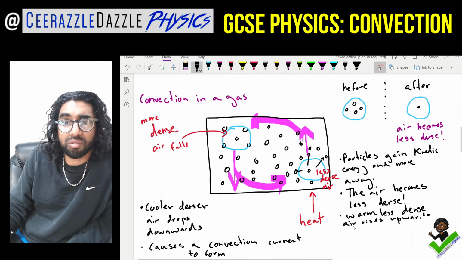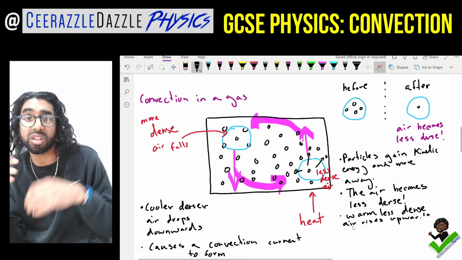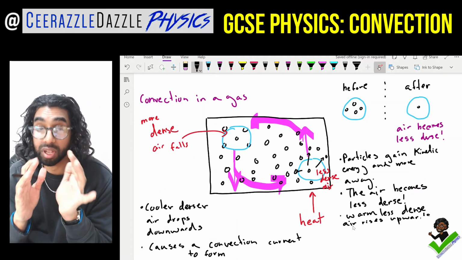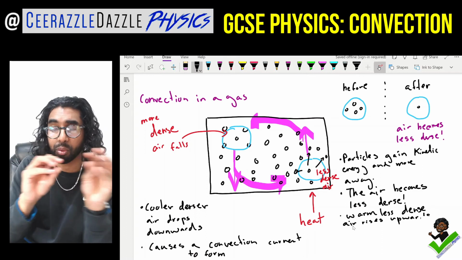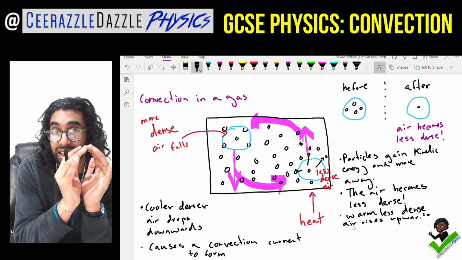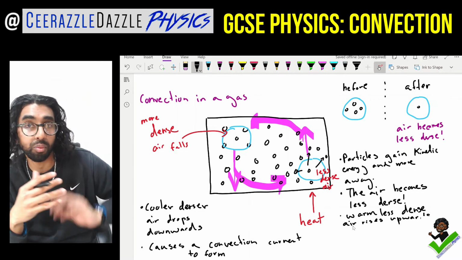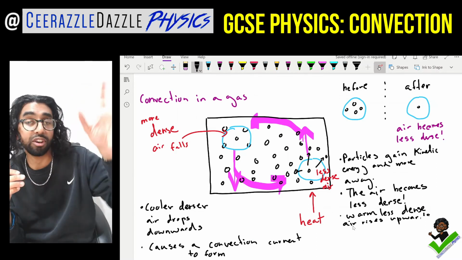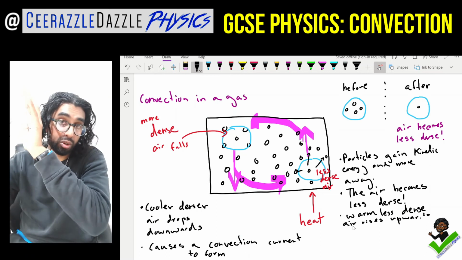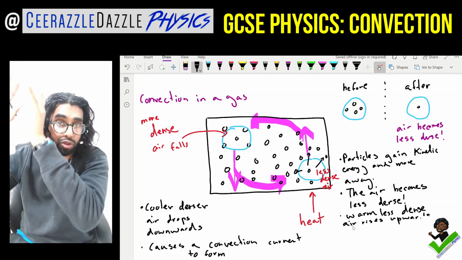Scrolling down, I then drew the following diagram. We said that what happens when you were to heat up a gas in one corner? We know that the particles move away from each other. That air becomes less dense, therefore it rises upwards, guys. So less dense, warm air will rise upwards. And on the opposite side, the cooler, more dense air will drop down.